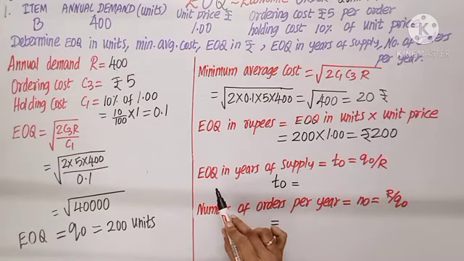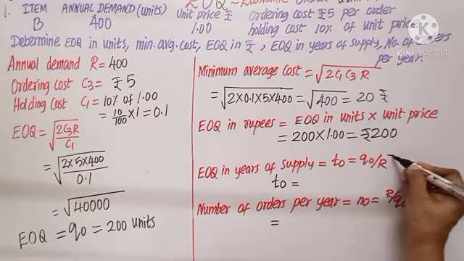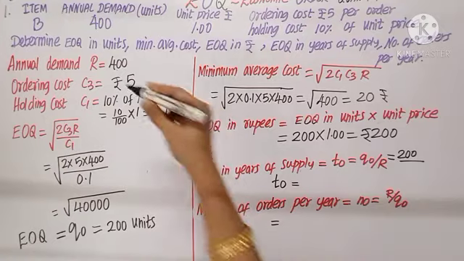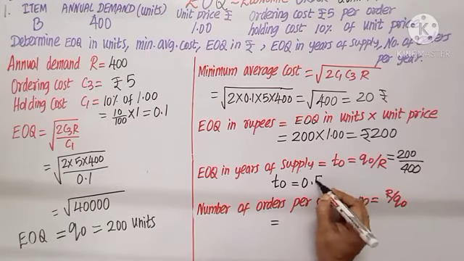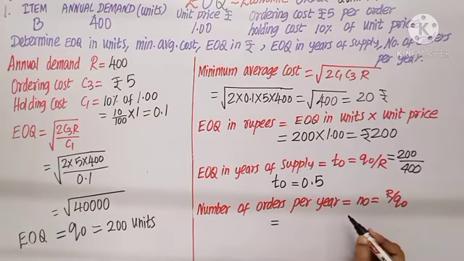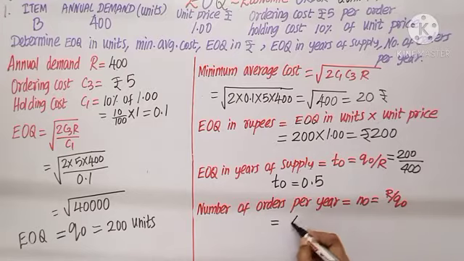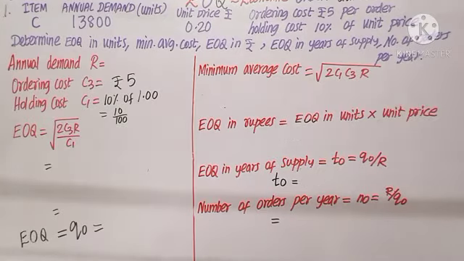The next is EOQ in years of supply. Q0 by R. Q0 is 200 and R is 400. That is 0.5. Number of orders per year, R by Q0. R is 400 and Q0 is 200, which gives me 2. Hence the problem.